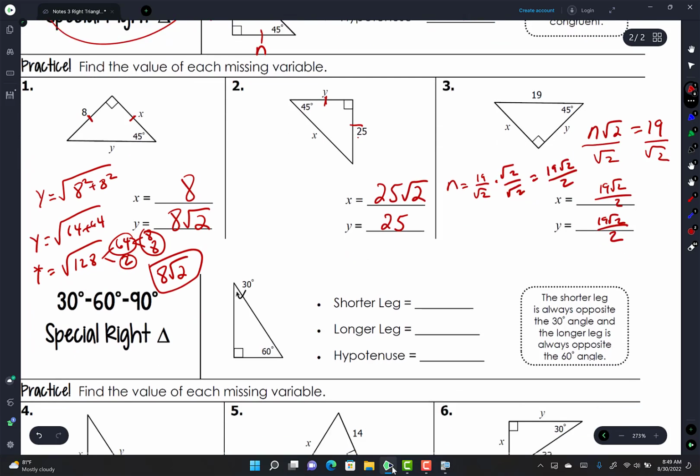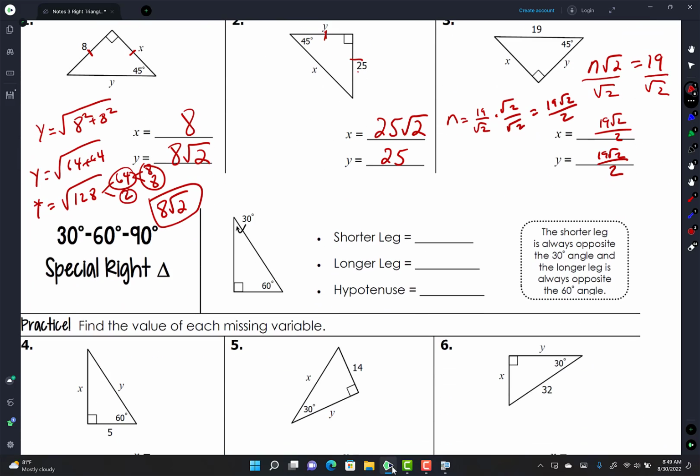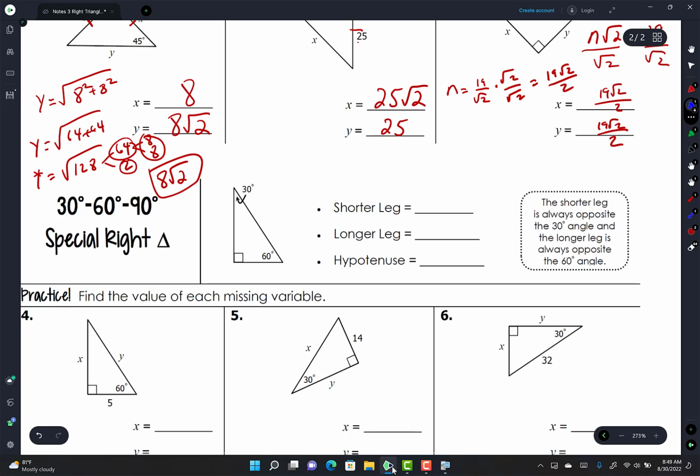That's probably the hardest part. This is a 30, 60, 90 triangle, guys. I'm going to change colors here so you won't get confused between the red and the blue. In the 30, 60, 90 triangle, the smallest side is always your reference, so I'm going to call that N.